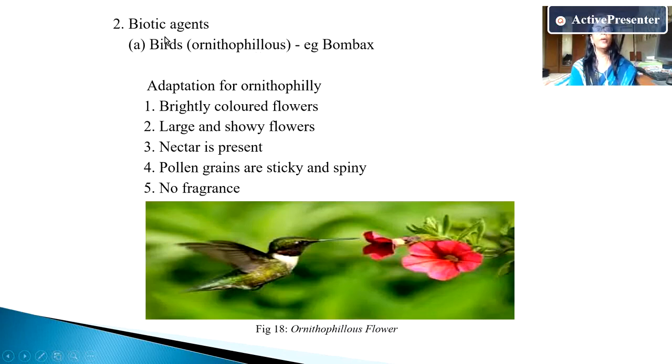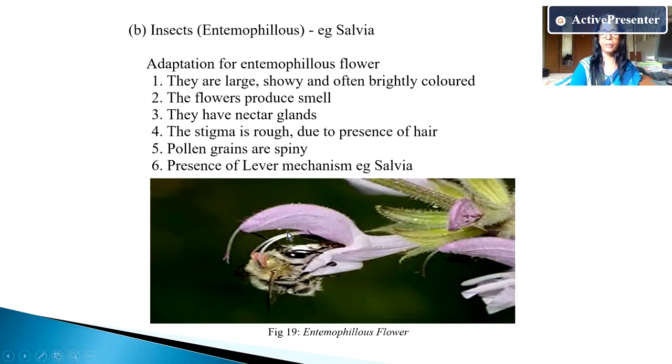Next, coming to the biotic agents. The first one is birds, ornithophilous, example Bombax. Adaptations for ornithophily: the pollen grains are carried by birds from one place to another. Brightly colored flowers, see here, are attracted by birds. Large and showy flowers, nectar is present, pollen grains are sticky and spiny so they can stick on the body. No fragrance. Ornithophilous means bird pollinated flowers.